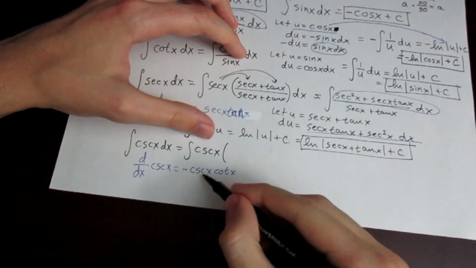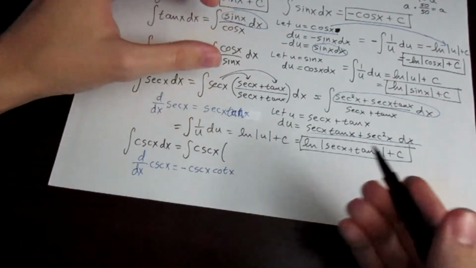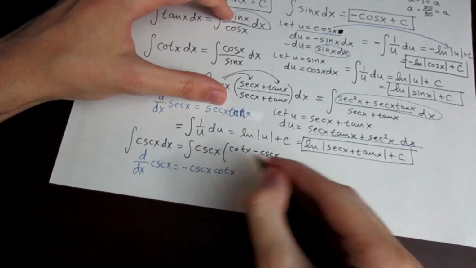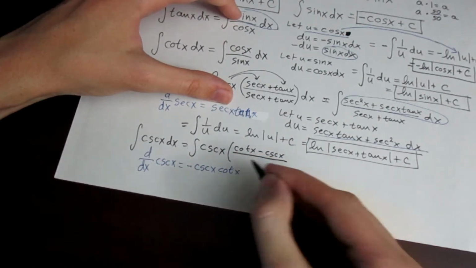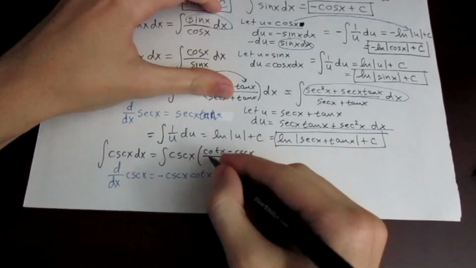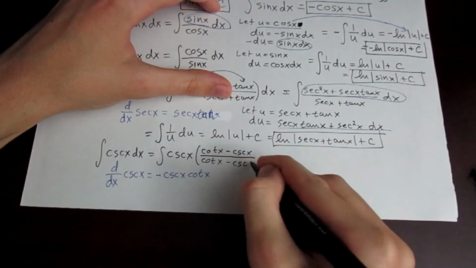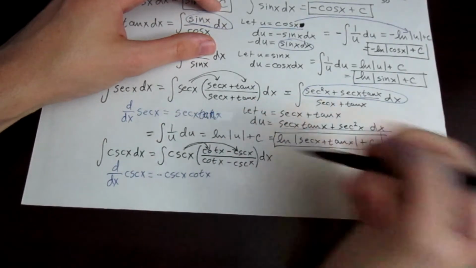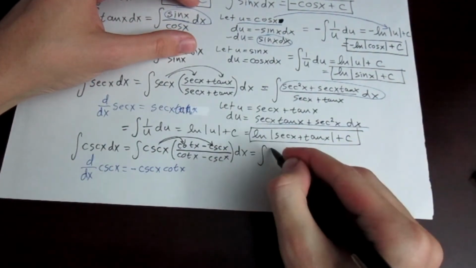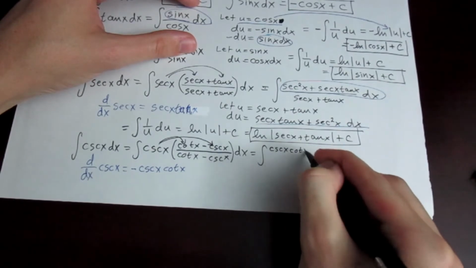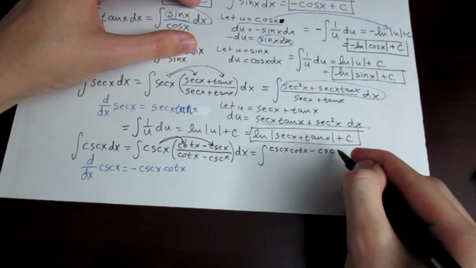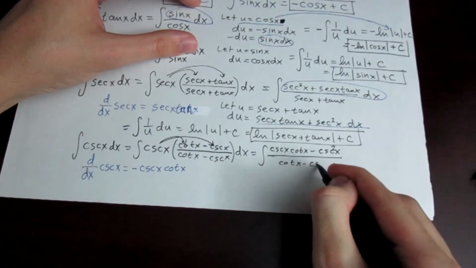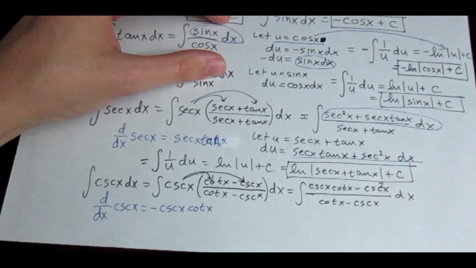So this time I'm going to have my 1. I could have negative cosecant x plus cotangent x, or you might as well put the cotangent in front and subtract cosecant x. Then you divide it by the same thing, cotangent of x minus cosecant of x dx. Then you just distribute, and that's going to equal cosecant x cotangent x minus cosecant squared x divided by cotangent x minus cosecant x dx.